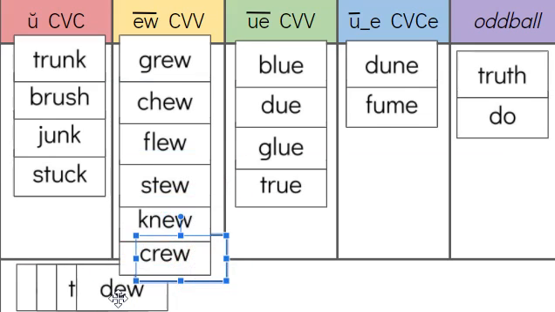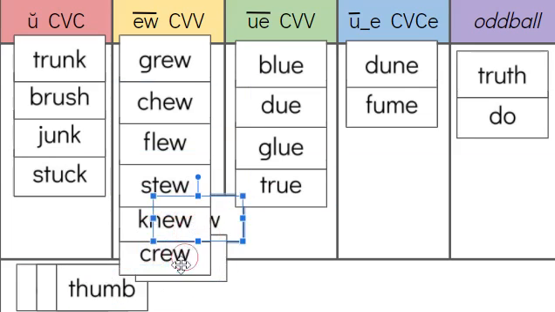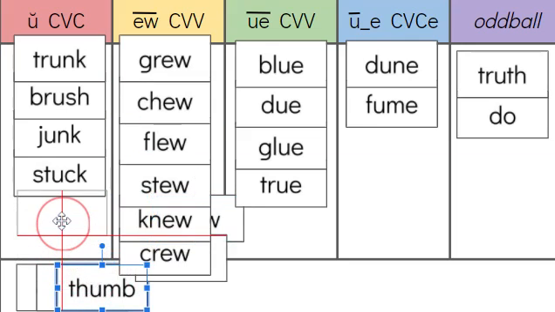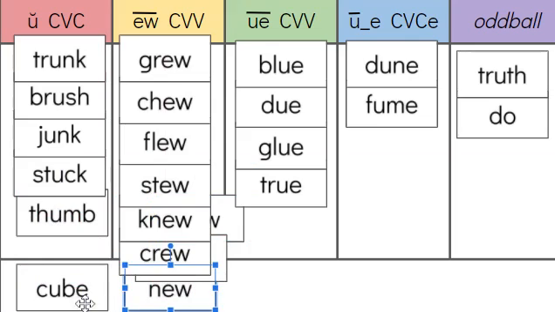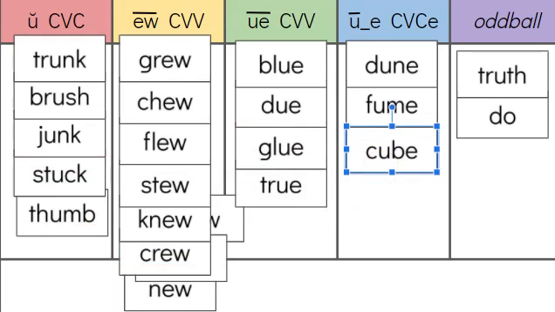We're going to have to stack some of these up. Do, stacking up again. Thumb, back to a short vowel. New, EW, and cube with that magic E. And there is your sort for today.